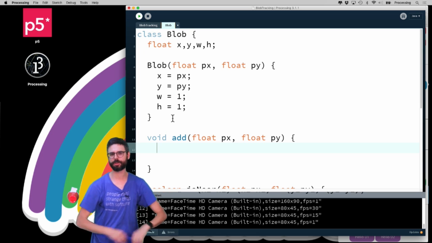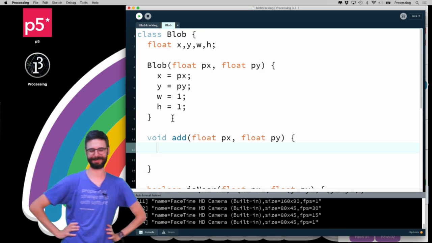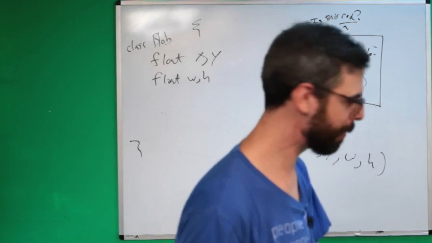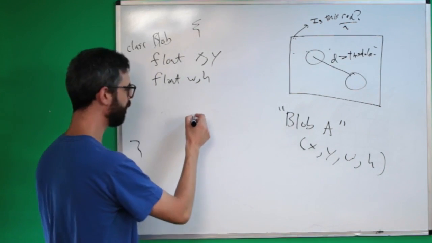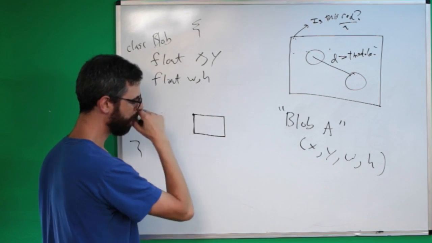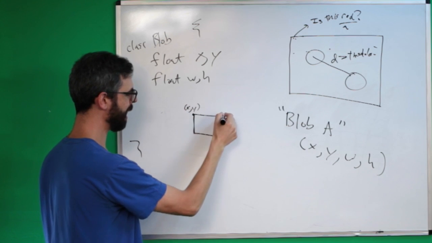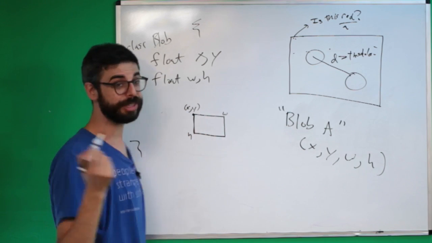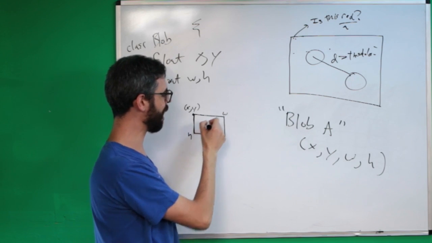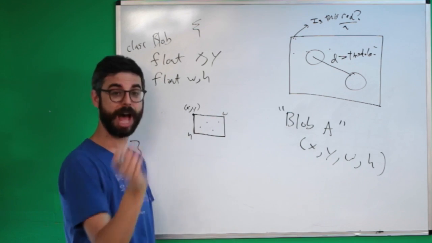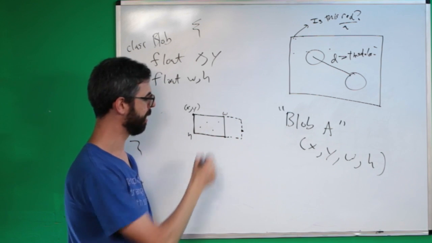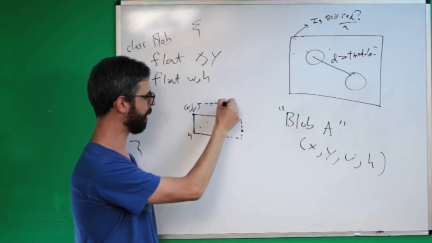check. Ooh, this is tricky here. Let's think about this for a second. I'm going to use a diagram. There's probably a smarter way I could do this. Maybe somebody in the chat will give me a suggestion. But let's say at some point I have a blob like this. And it has an x and y, and it has a width and a height. So the first thing I need to figure out is, is that pixel inside this rectangle? If it's inside that rectangle, I don't do anything. If it's over here, I suddenly want my rectangle to be like that. If it's over here, I suddenly want my rectangle to be like that.